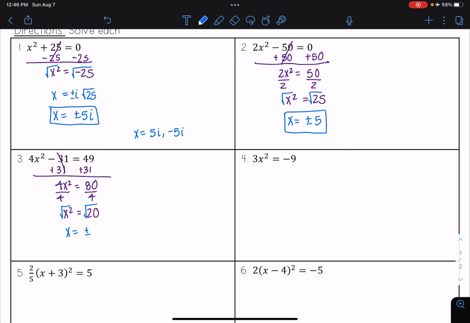I know a perfect square of 4 goes in there, so I have the square root of 4 times the square root of 5. And the square root of 4 is just 2, so I get x is equal to plus or minus 2 root 5.